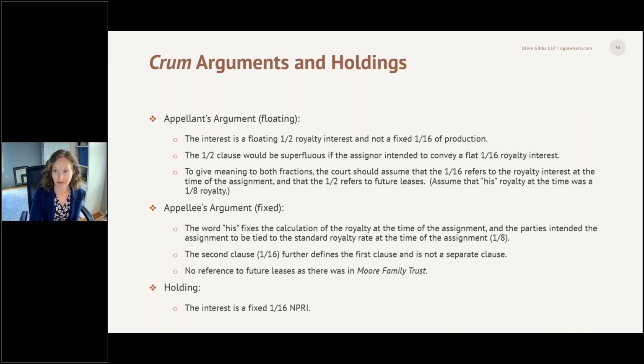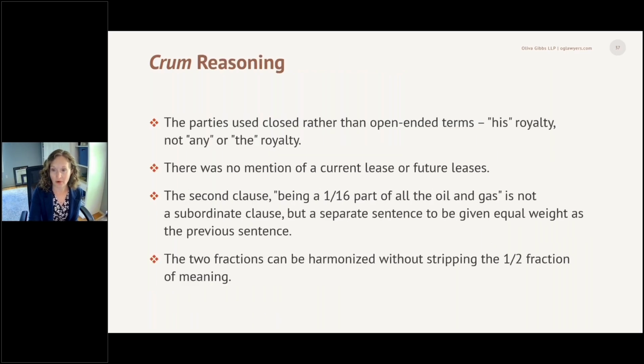Appellee, on the other hand, argued that the interest was fixed because the word "his" fixes the calculation of the royalty at the time of the assignment, which we assume is the 1/8, the standard royalty at the time. And the second clause, being a 1/16, further defines the first clause and is not a separate clause. The appellee also stressed that there is no reference in the instrument to future or existing leases. And the Seventh District agreed with the appellee and the trial court and held that the interest conveyed was a fixed 1/16 MPRI. Why? Because the parties used closed rather than open-ended terms.